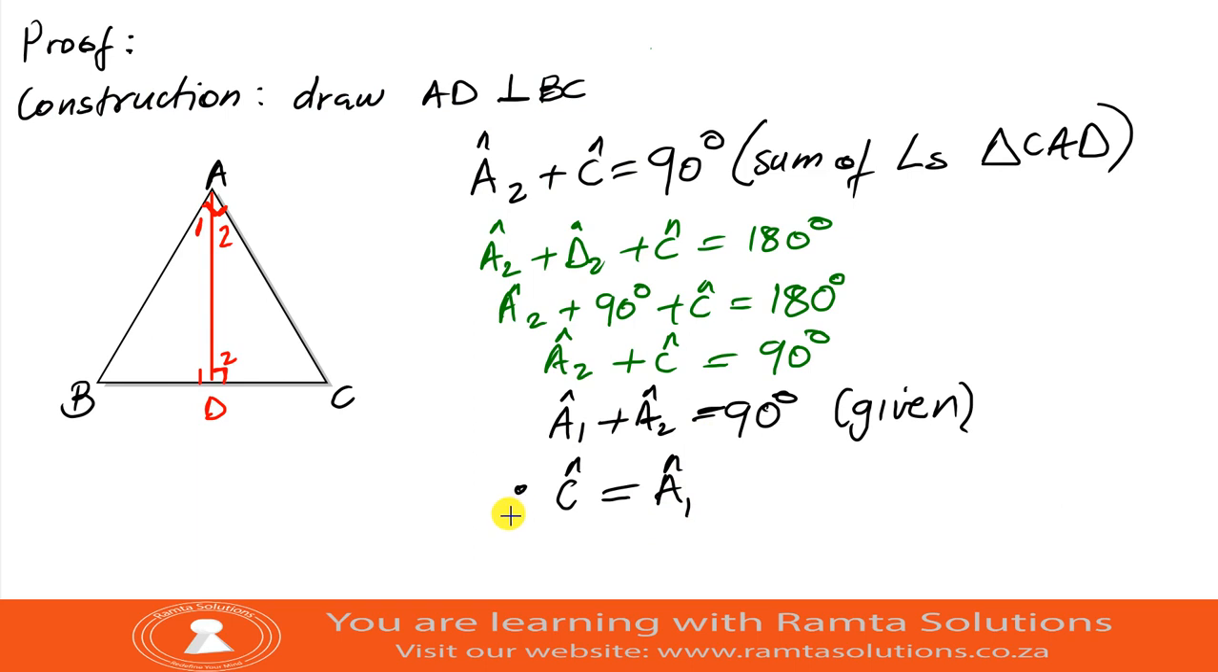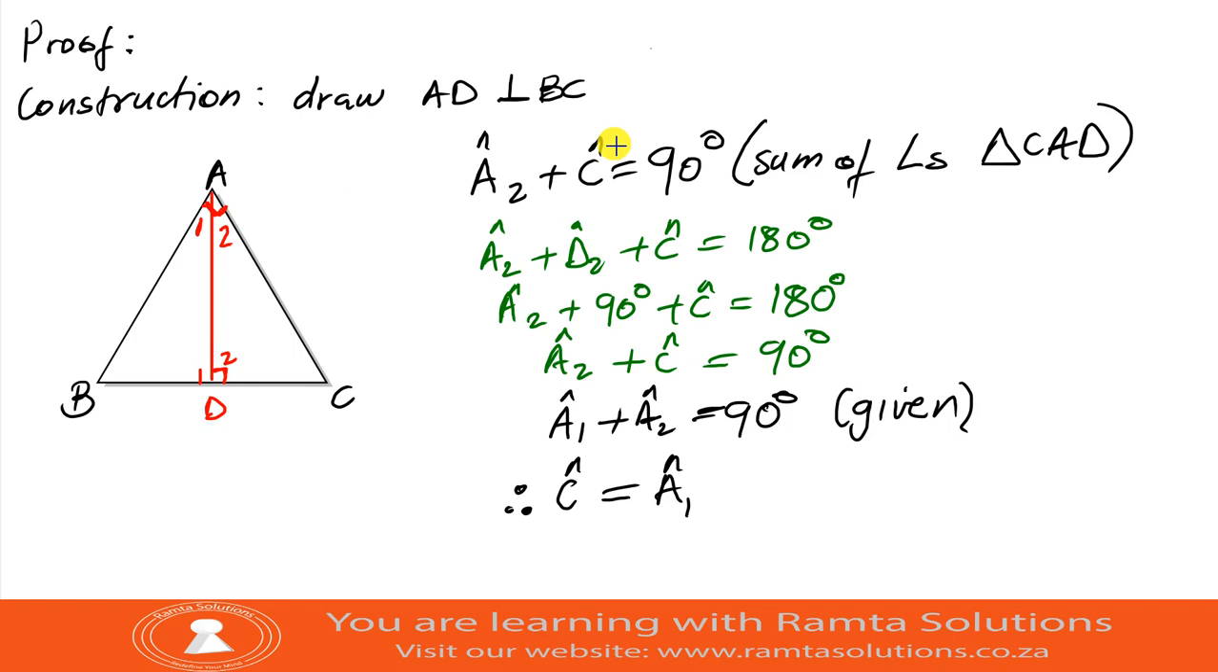Right? You will find that angle C is equal to angle A1. Remember guys, this part here was just for you to understand how we got to this. This is basically what is happening in your Euclidean geometry. They expect your algebraic expressions, or your knowledge of solving things algebraically, to be on point.